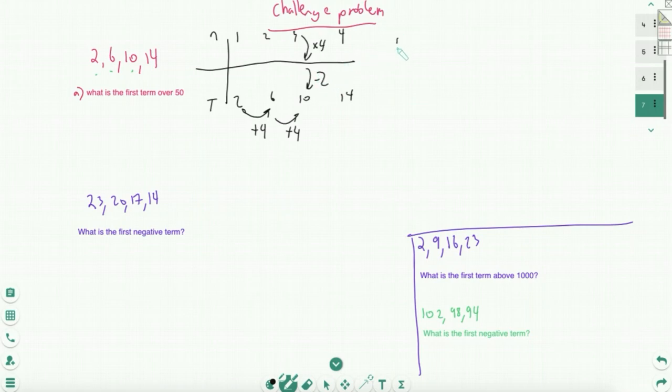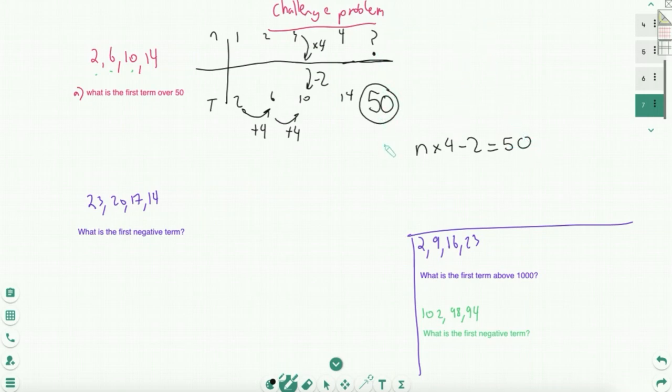So our nth term is n times 4 minus 2. Then we have to find the first term over 50. So one way we can do this, guys, is let's find out which term gives us exactly 50. So we do n times 4 minus 2 and set our equation equal to 50. We're going to check which term gives us 50.